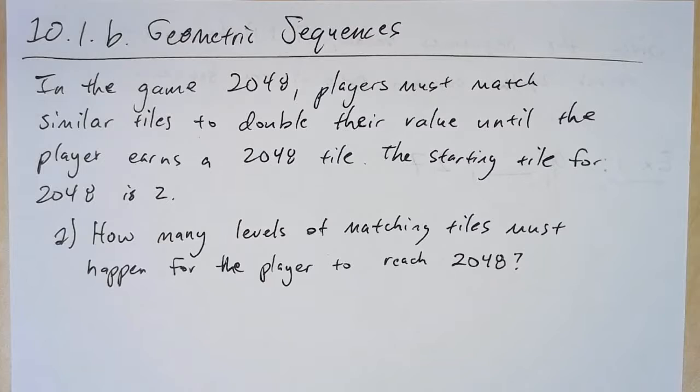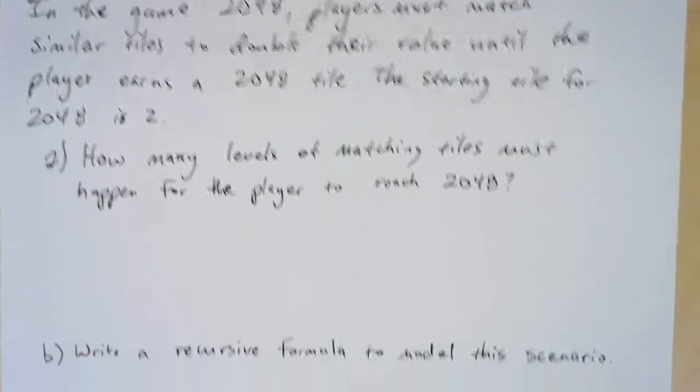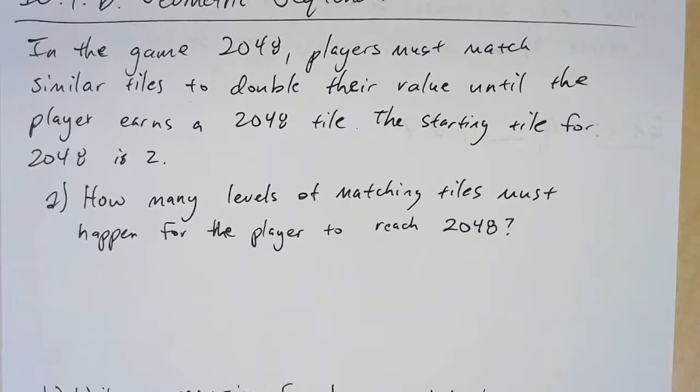So we got two goals. One, we're going to use the geometric sequences to solve for some unknowns, and part two is we're going to find some missing terms. So, a bunch of y'all play the game 2048, where you must match similar tiles to double their value until the player earns a 2048 tile. The starting tile for 2048 is 2. So we're going to simplify it a little bit and just say, look, we're concerned if people play a perfect game. So part A is asking, how many levels of matching tiles must happen for the player to reach 2048?